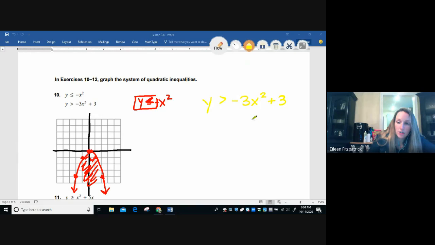My vertex, my h and k value, is 0, positive 3. So 0, positive 3 means you're shifting up 3 units. It's going to open down and have a vertical stretch of 3. So I go out 1, down 3. 1, 2, 3. Out 1, down 3. Then I would go out 2, and normally I go down 4. This time I would go down 12. So it's going to get really skinny and go inside the other parabola.